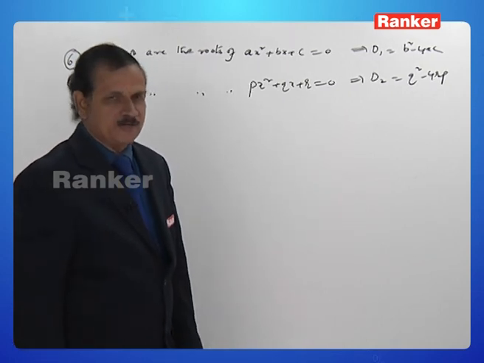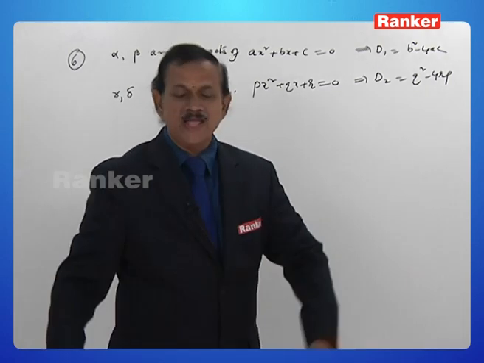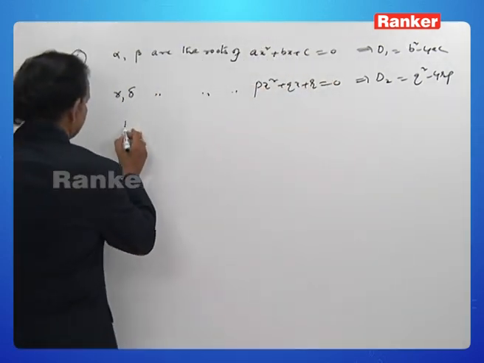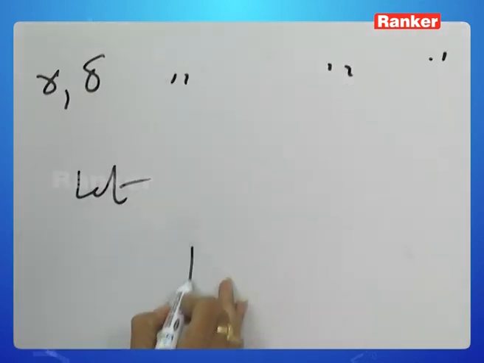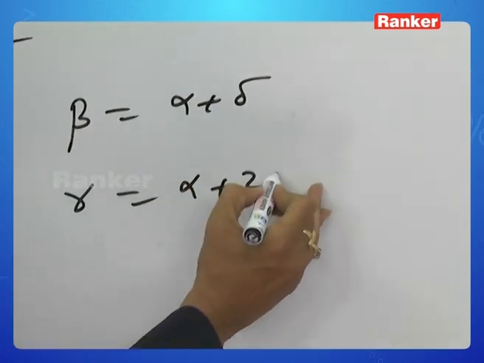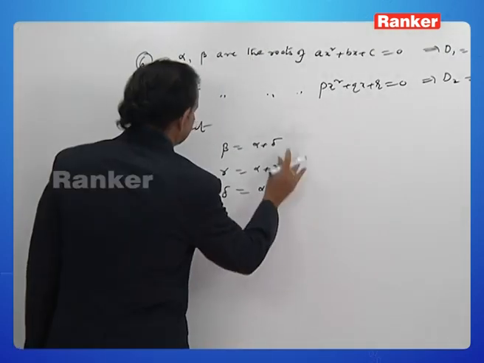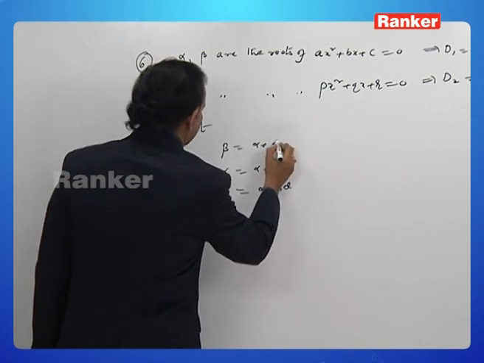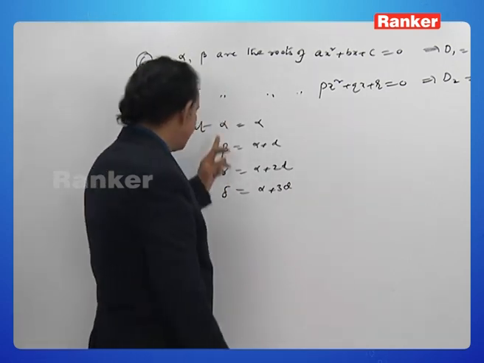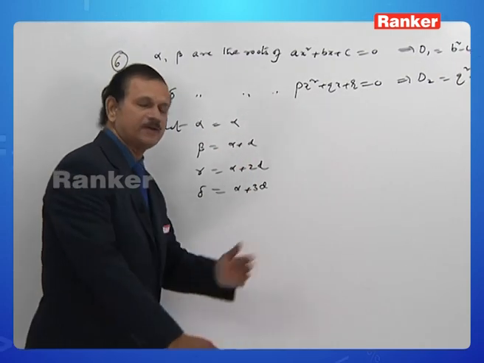One more important information it has been given in this problem is alpha, beta, gamma and delta are in AP. They are in an arithmetic progression. That is, let beta is equal to alpha plus d, gamma is equal to alpha plus 2d, delta is equal to alpha plus 3d, where d is the difference in the AP. As he has given that alpha, beta, gamma, delta are in AP, we can suppose them as alpha, alpha plus d, alpha plus 2d, alpha plus 3d.